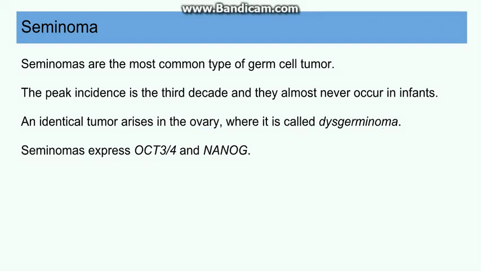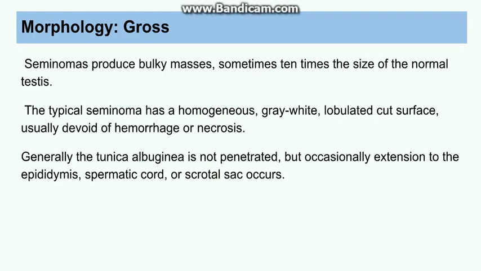Now going to the gross morphology. The seminomas produce bulky masses. The mass can be even 10 times the size of the normal testis. Typically the seminoma is homogeneous. It's gray white. It has a lobulated cut surface but is always devoid of hemorrhage or necrosis. The outer layer, that is the tunica albuginea, is not penetrated. However, sometimes extension to epididymis, spermatic cord or scrotal sac can occur.